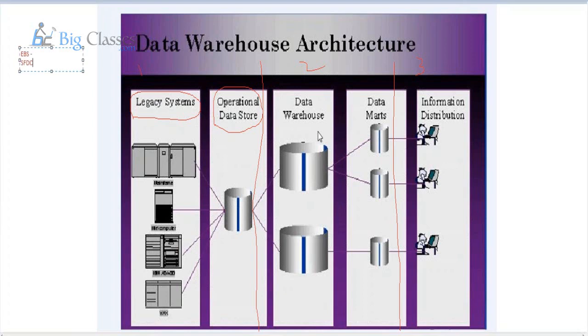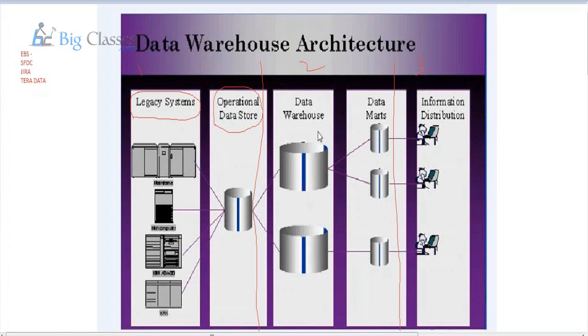And SFDC, this is also one kind of source. Jira, this is also one kind of source. There are so many sources, Siebel and Teradata, Essbase. So these are all different types of source databases. These source databases will be stored in legacy systems.